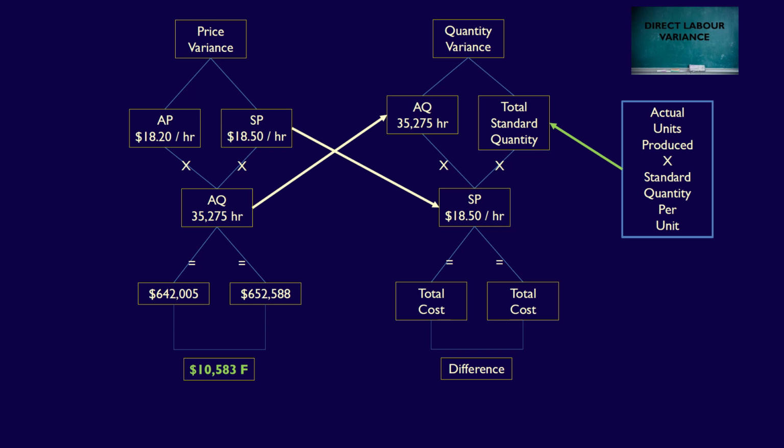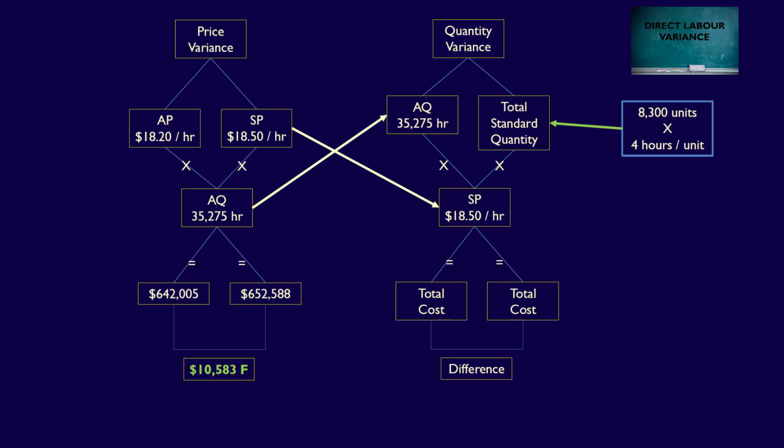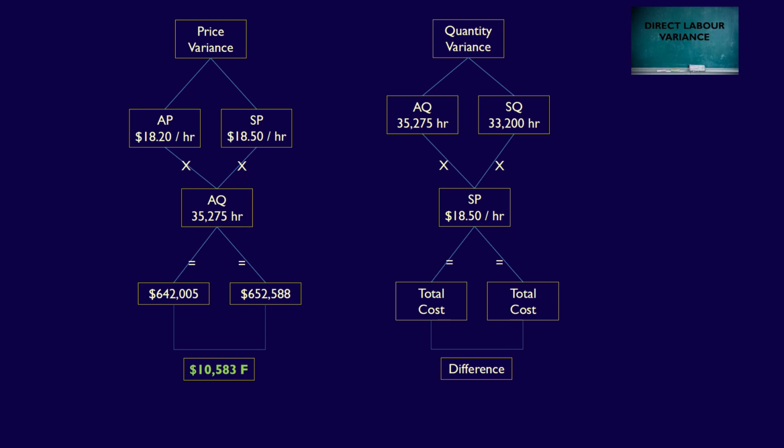This calculation determines how many total hours we should have used if we had kept to the standard hours per unit. For Kira Inc., it's calculated as 8,300 actual units produced multiplied by the 4 hours per unit, the standard direct labor hours per unit. 8,300 multiplied by 4 hours is equal to 33,200 hours. This is the standard quantity of direct labor hours we expected to use at the actual level of production. We now have everything we need to calculate the quantity variance.